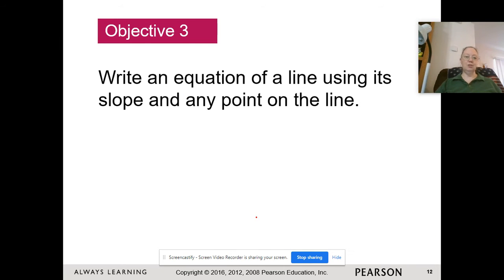Write an equation using the slope and any point on the line. Okay, this is one way to write an equation. It's not generally the traditional way, but it is certainly possible. In the next section, we're going to talk about a different way of writing equations. To be honest, it doesn't really matter which method you use as long as you are capable of writing an equation. So you will need to be able to do that.